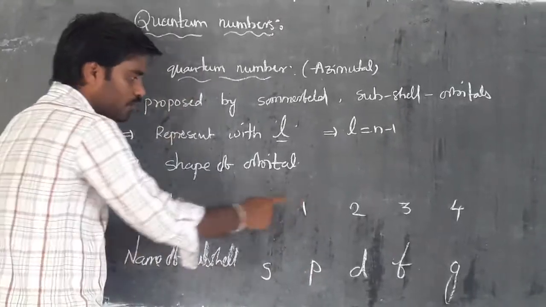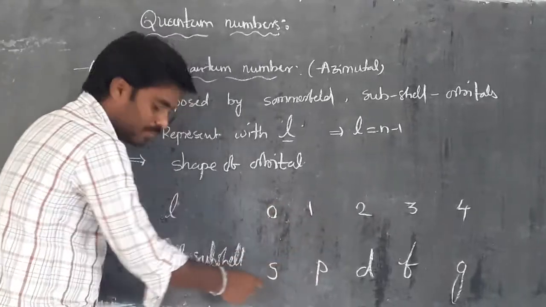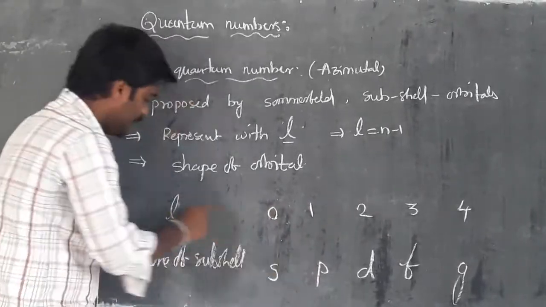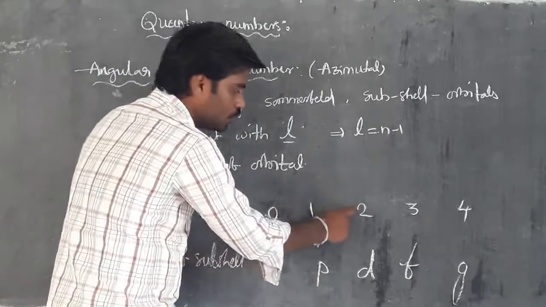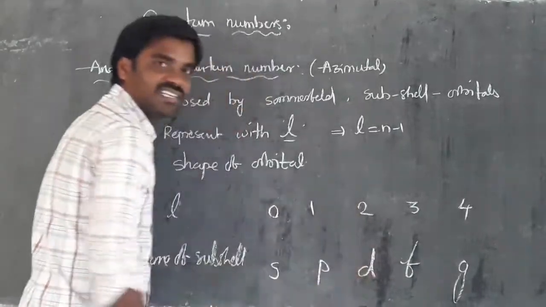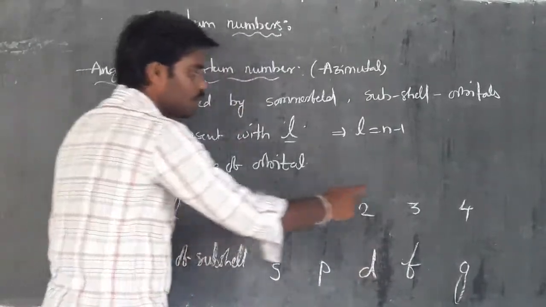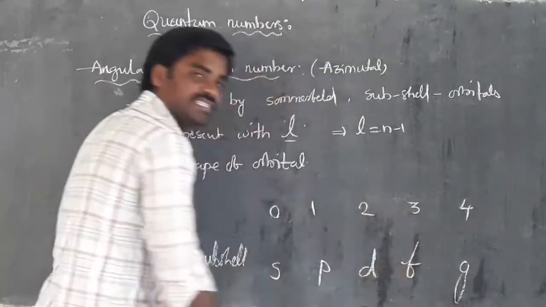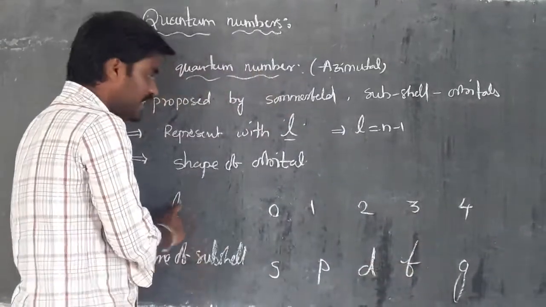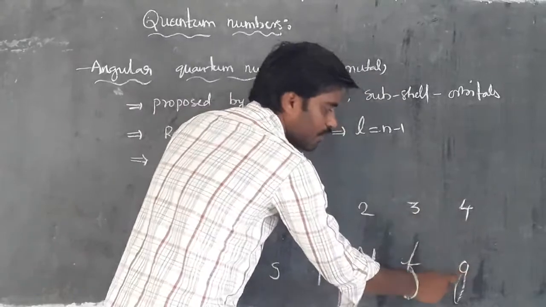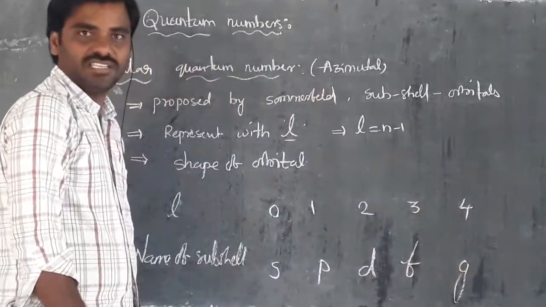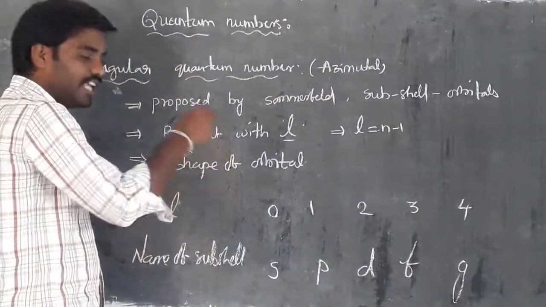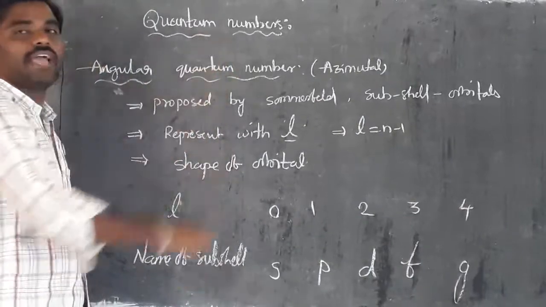L is equal to 1 means the name of the orbital is P. If L is equal to 2, the name of the orbital is D. L is equal to 3, the name of the orbital is F. And L is equal to 4, the name of the orbital is G. Right? This is the information from the angular quantum number.